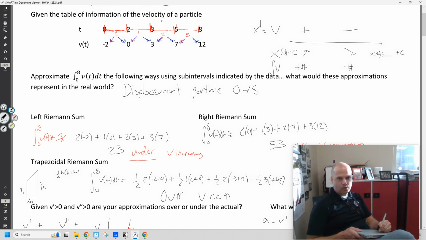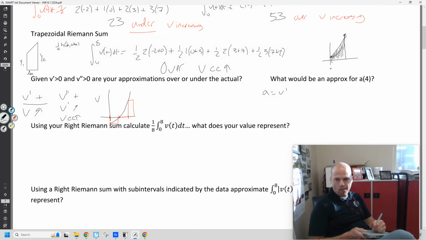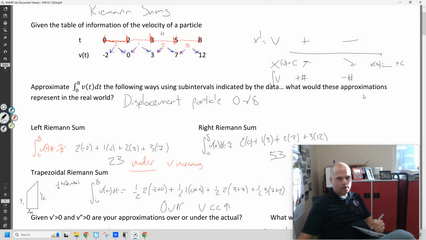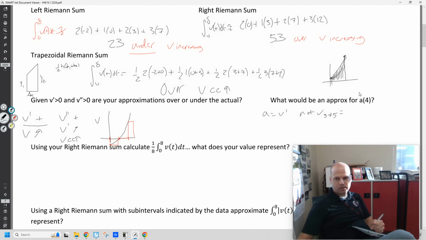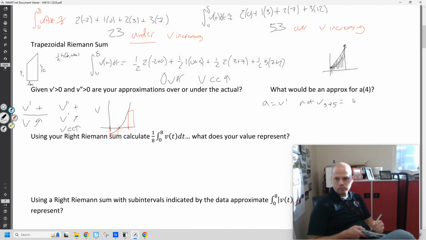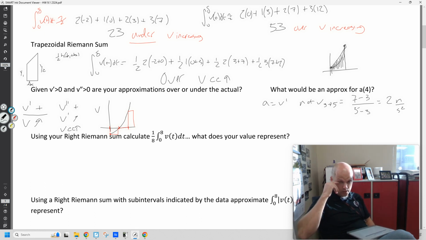4 is smack dab between 3 and 5. Let's find the slope of v from 3 to 5. It's just y2 minus y1 over x2 minus x1, 7 minus 3 over 5 minus 3. That is v2 minus v1 over t2 minus t1. So it'd be 2 meters per second squared. You guys really struggled on rates of change and their units. Acceleration's units are meters per second squared.